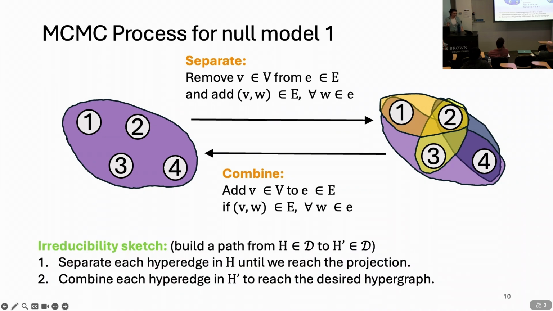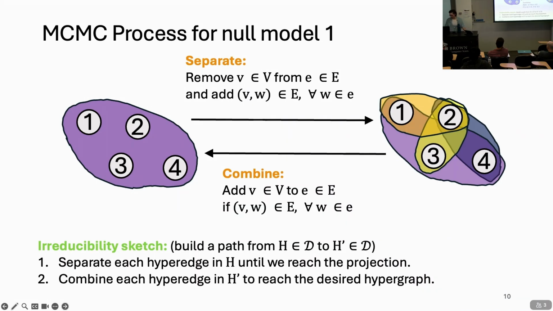To sketch irreducibility, to give you an idea of why this Markov chain works, we need to build a path between two arbitrary hypergraphs with the same projection. And the way that we can do this is pretty simple. We can just take every hyperedge and separate it. By doing that repeatedly, we get the projection. And then the second hypergraph also has that projection. So we can just combine all the hyperedges until we get that hypergraph. So that's irreducibility.